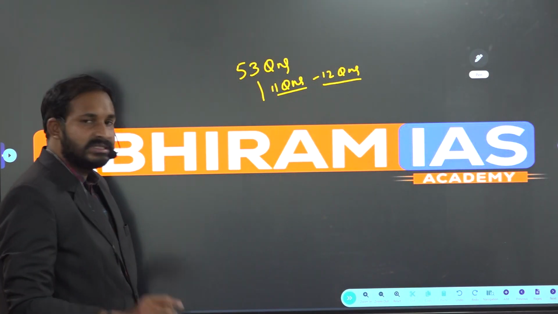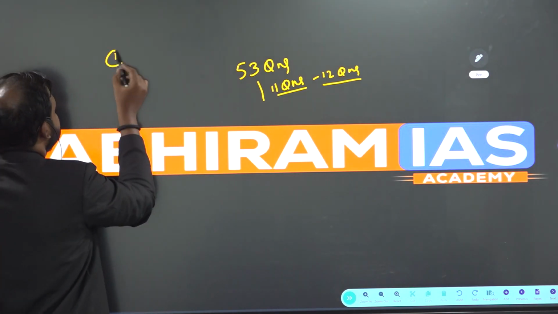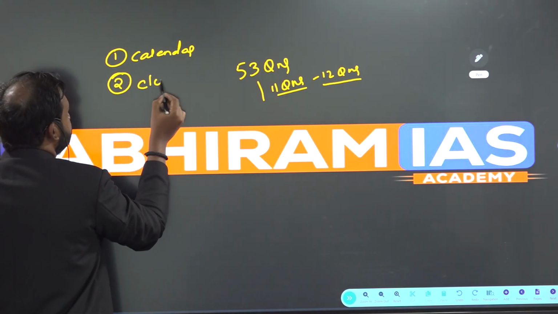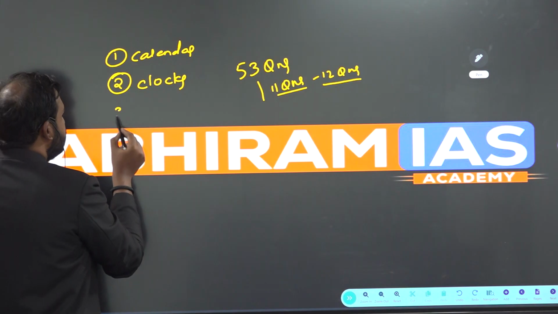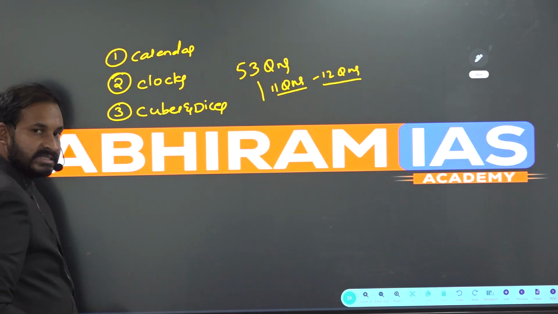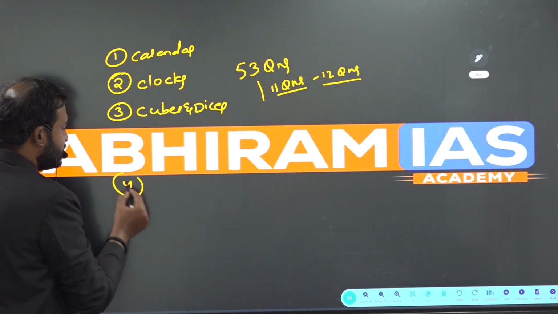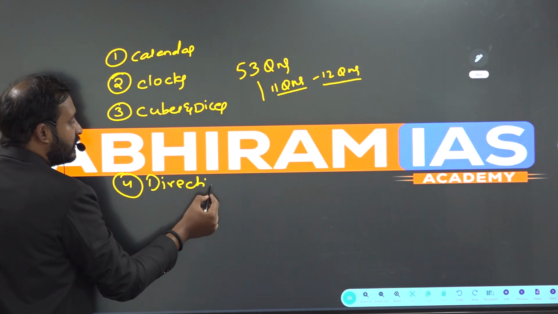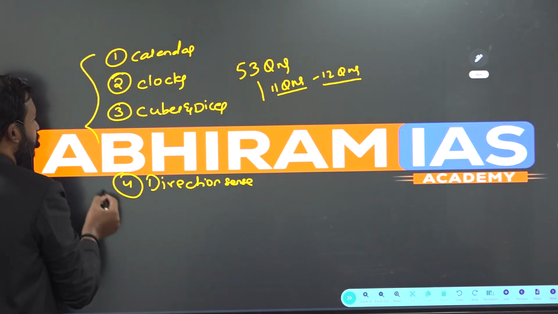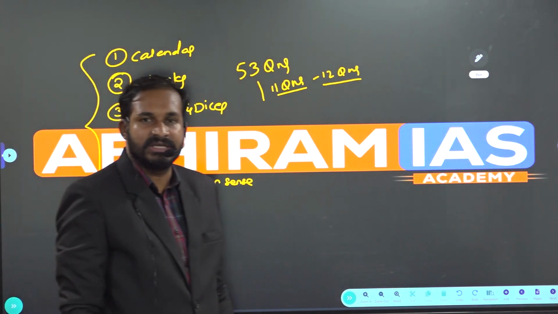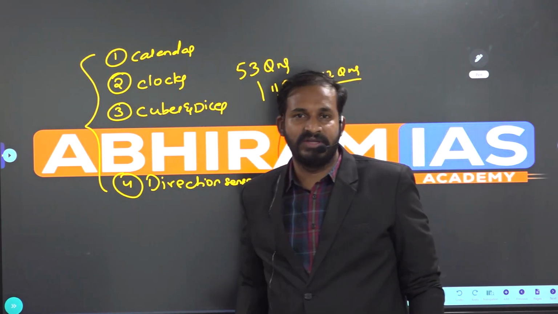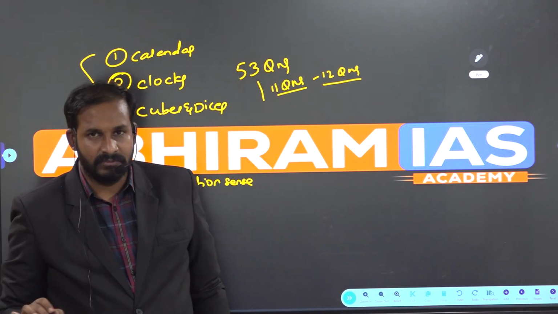See here, there are certain topics like this. One is calendar; they are asking one question definitely from calendar. Next, clocks; one question from clocks. Cubes and dice; one question from the cubes and dice concept. And similarly, direction sense; one question from direction sense. Like this, there are around 11 to 12 concepts where we can apply shortcuts, methods or techniques to solve them. We need to solve those 11 to 12 questions in less than 15 minutes. We will solve them, don't worry.